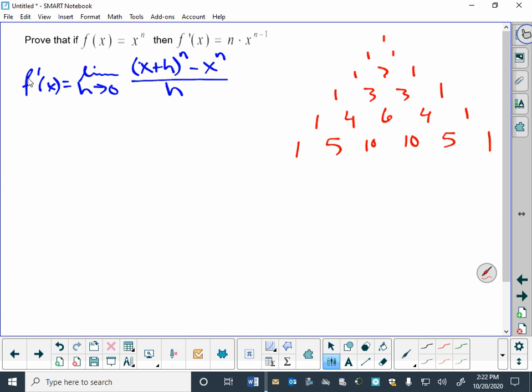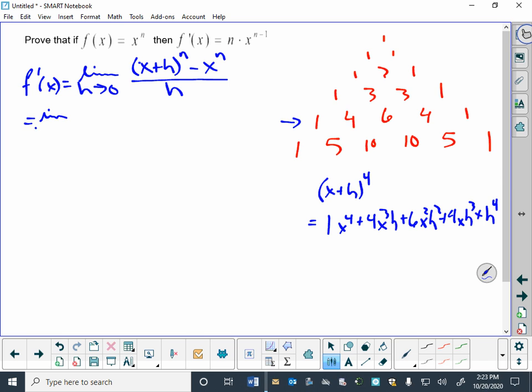Okay, and it's moved basically by patterns here, right? We know that if it was x plus h to the fourth power, that would be talking about this line. And so, for example, x plus h to the fourth, according to that, would be 1x to the fourth plus 4x cubed h plus 6x squared h squared plus 4x h cubed plus h to the fourth. Okay.